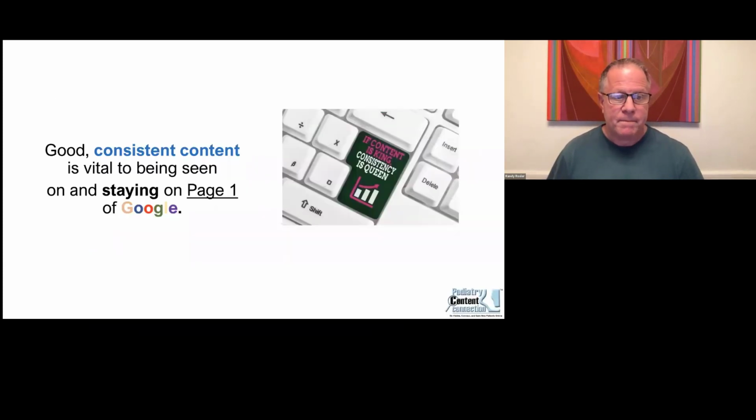And Google likes that. And then, again, I meet podiatrists at the conferences. They say, yeah, I'm going to do my own blogs. I say, of course you are, and it just never works because you'll never have enough time to do it. So good, consistent content is vital to being seen and staying on page 1 of Google, if you can do it. A lot of times they say content is king. So if content is king, we call it consistency is queen. You need those 2 things working together. And again, easier said than done.